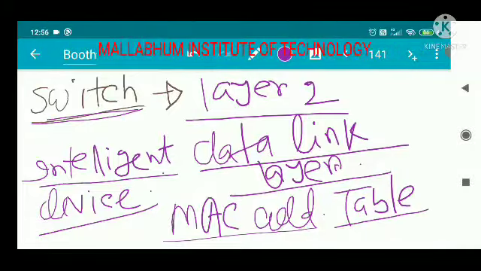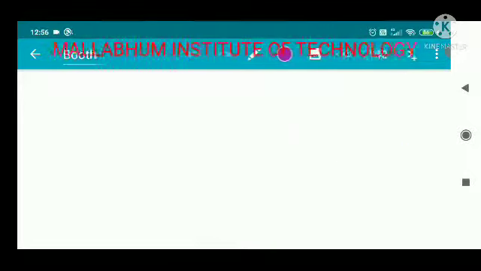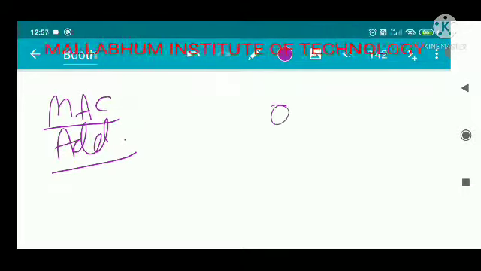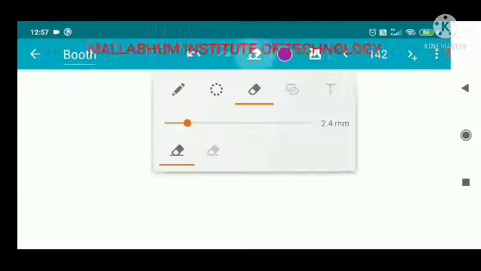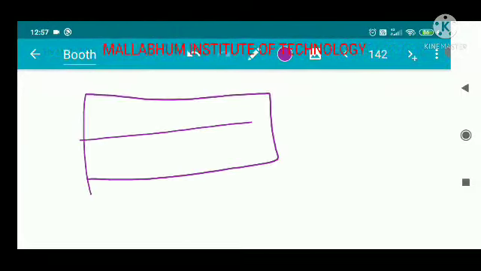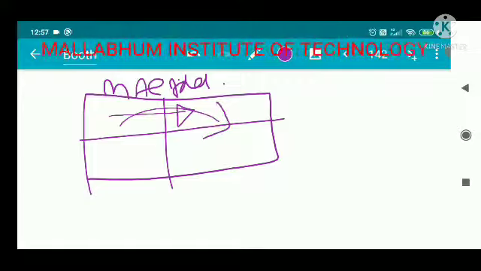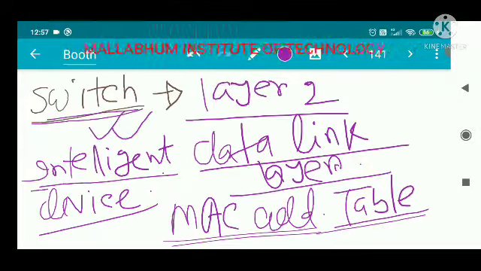If it stores the MAC address table, it knows which data is to be sent to which machine. It can easily send the data from the MAC address of one device to the MAC address of another device. There is a table within it, with the source MAC address, and the destination address is also stored. So it can easily do the transmission from which MAC address to which MAC address. That is the function of the switch, and it is an intelligent device.